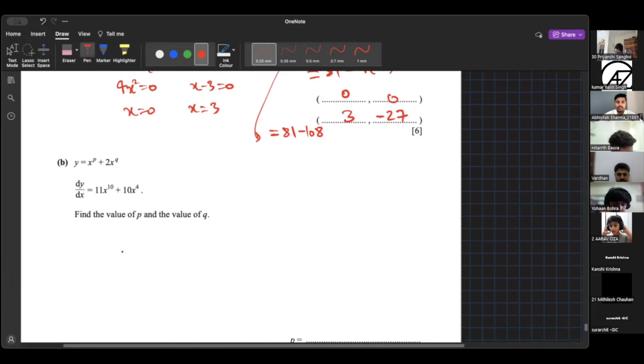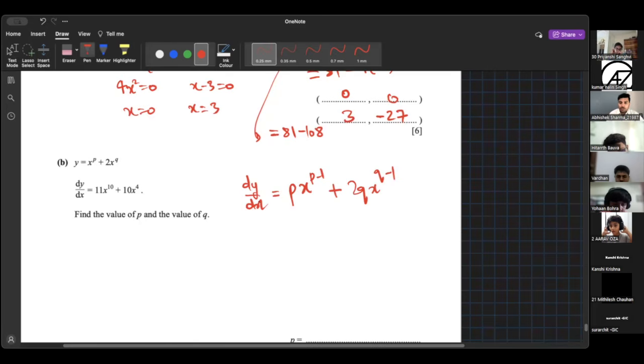It says y is equal to x to the power p plus 2x to the power q. dy by dx, the first derivative, is given to us as 11x raised to 10 plus 10x raised to 4. It says find the value of p and the value of q. So we know that if we differentiate, dy by dx will be p x to the power p minus 1 plus 2q x to the power q minus 1. By comparing the coefficients of both the terms, we'll get the value of p and q.